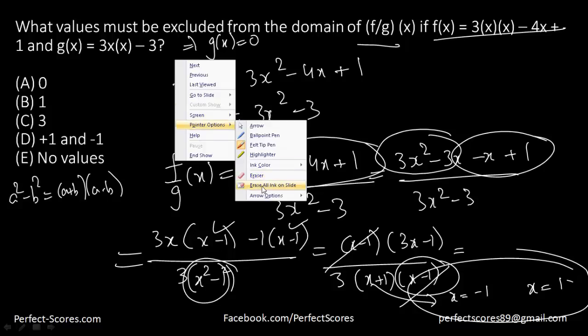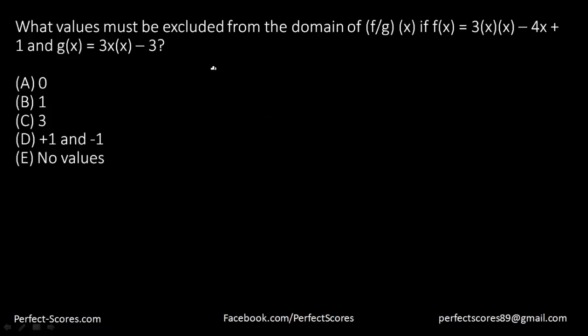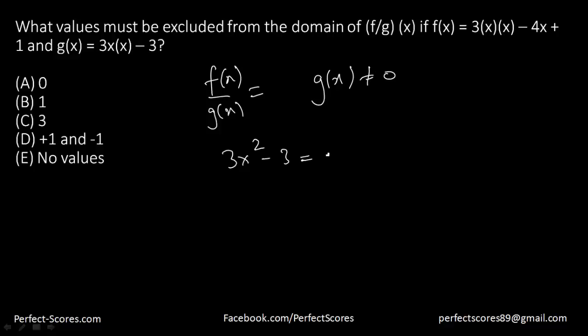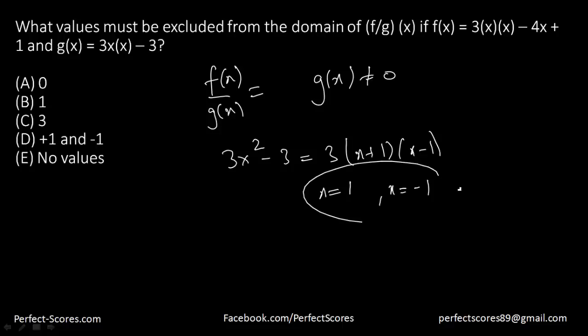So the only way you can do this question is you can say that for f of x over g of x to be defined, g of x should not be 0. So when is g of x not equal to 0? So what you do is you take 3 out, that becomes x plus 1 into x minus 1. At x is equal to 1 and at x is equal to minus 1, g of x is going to be 0. That means x cannot be 1 or negative 1. So I hope you're able to understand what I'm trying to say here, guys.